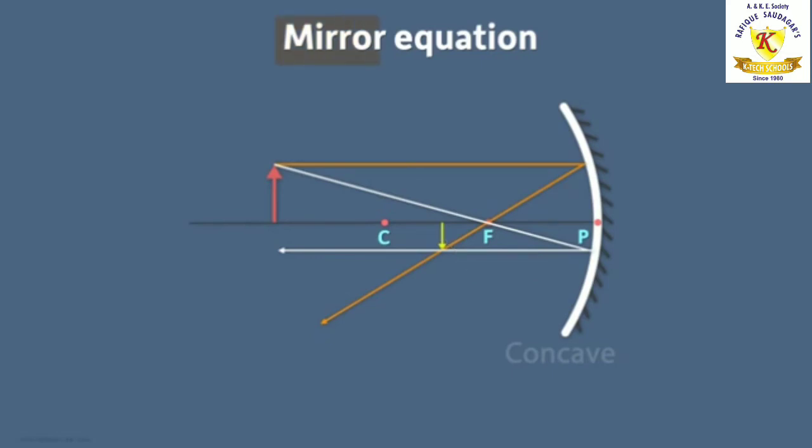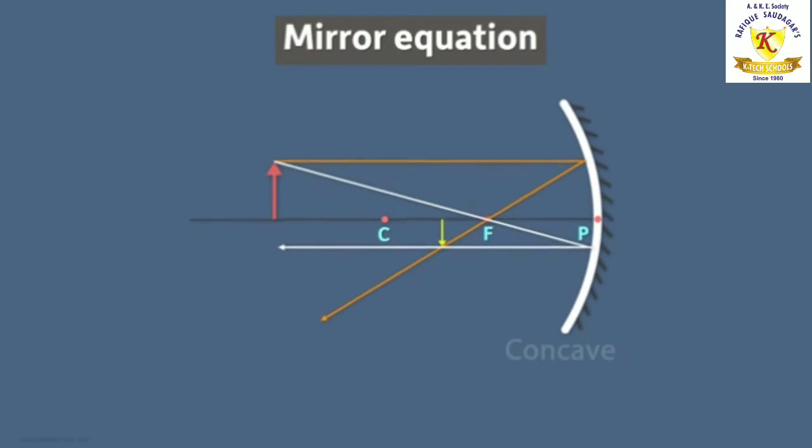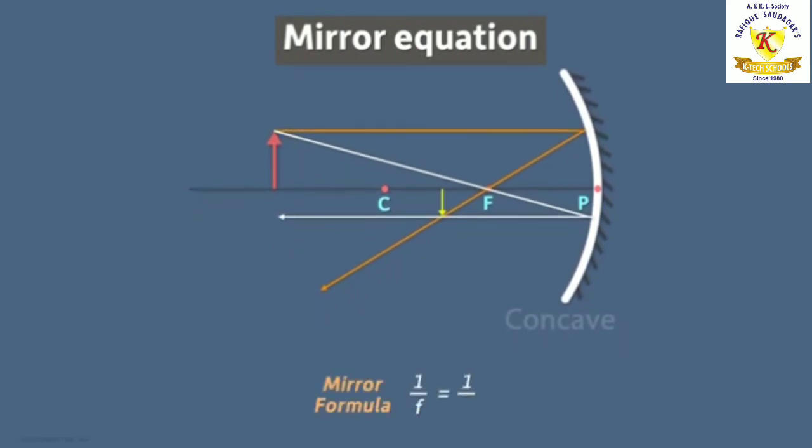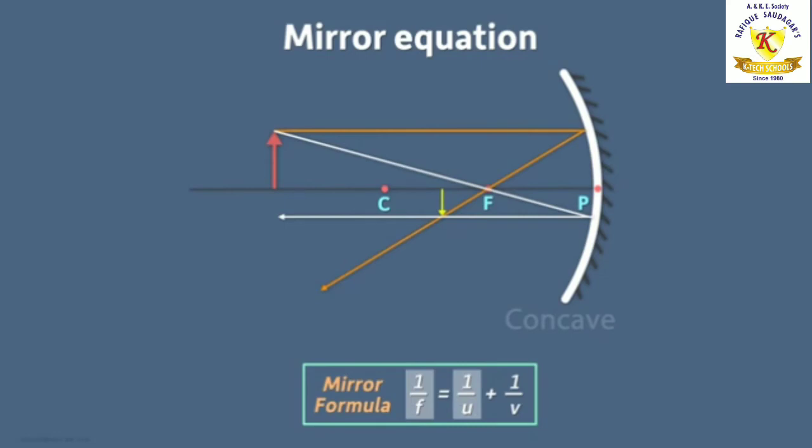So what is a mirror equation? Well, let me just write it down first. 1/F = 1/U + 1/V. What do these three letters symbolize? They are nothing but distances between points. To understand better, let's draw a tangent at point P like this.